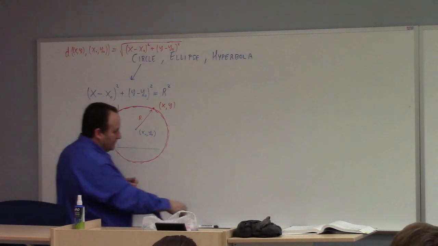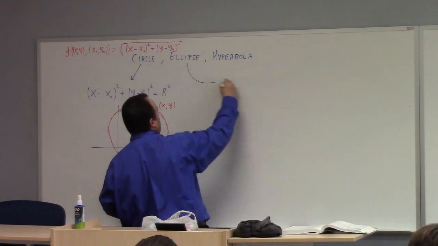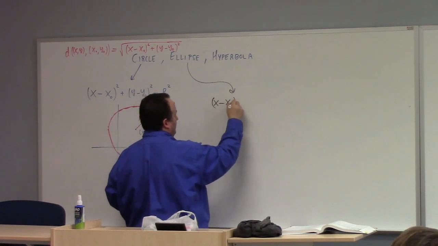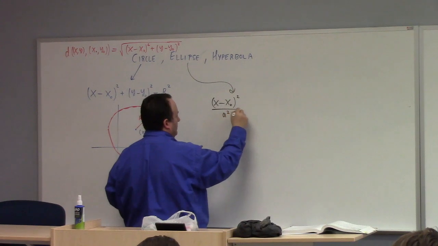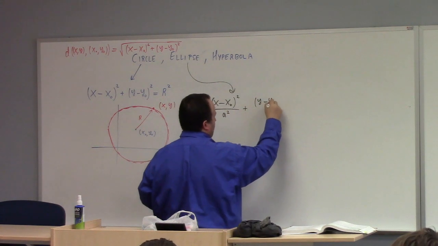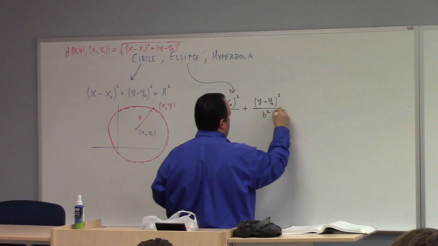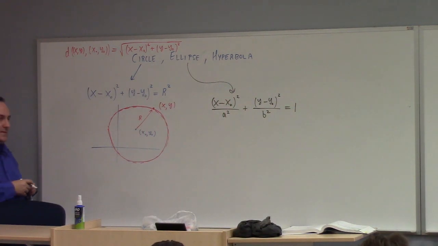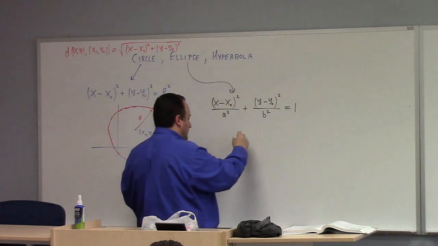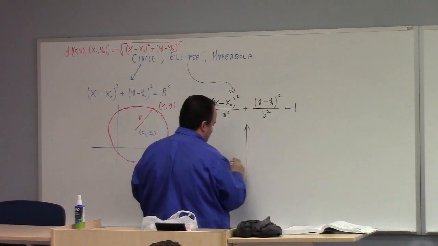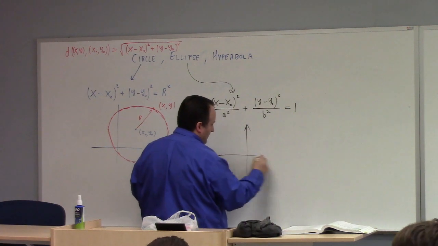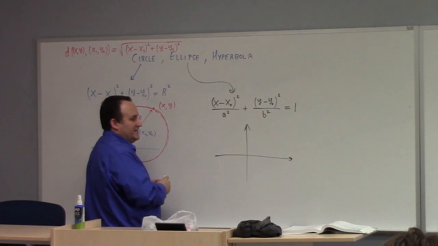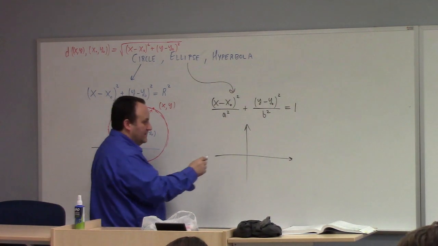What's an ellipse? Well, an ellipse is a little bit trickier. Its equation looks something like this. (x minus x naught) squared over a squared plus (y minus y naught) squared over b squared equals 1. This is the equation of an ellipse. Ellipses are a little bit trickier, so let me make my life a little bit easier and just put x naught, y naught at the origin, just to make it more friendly.